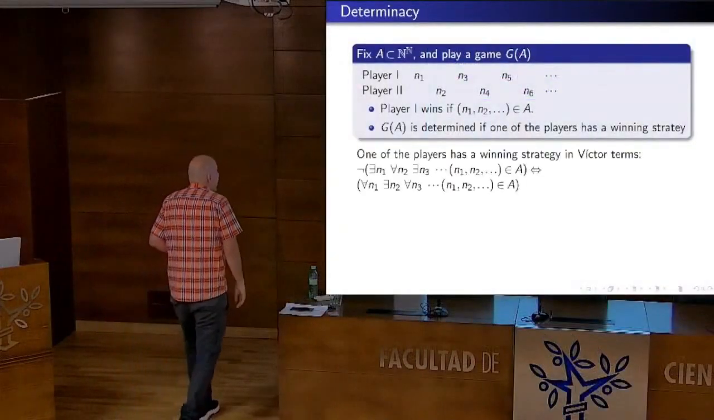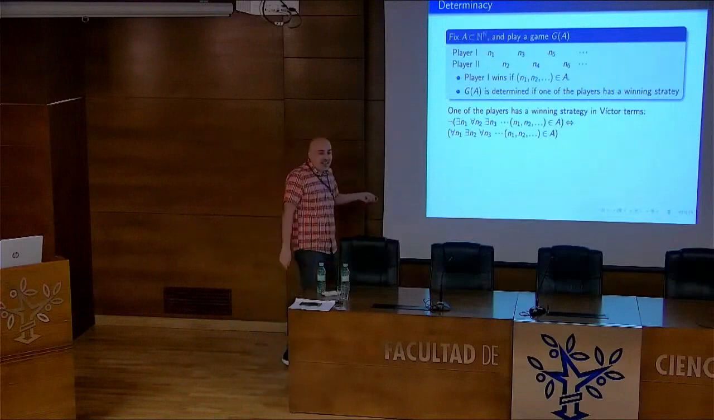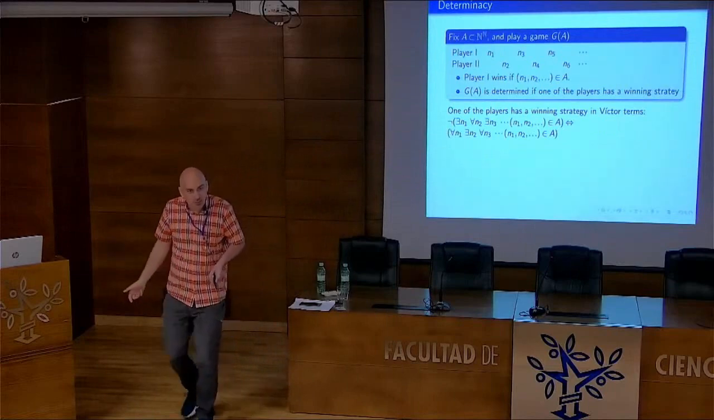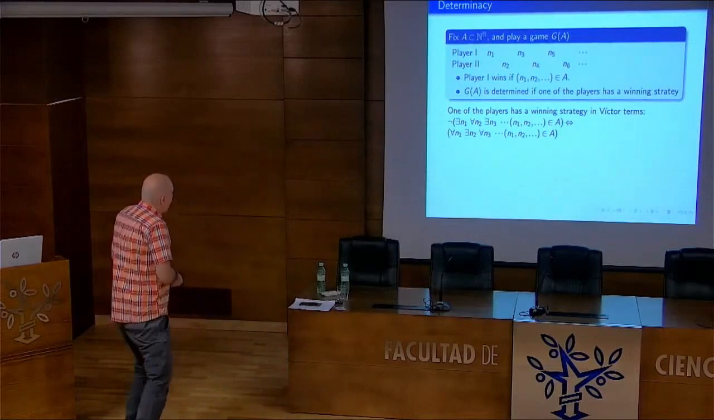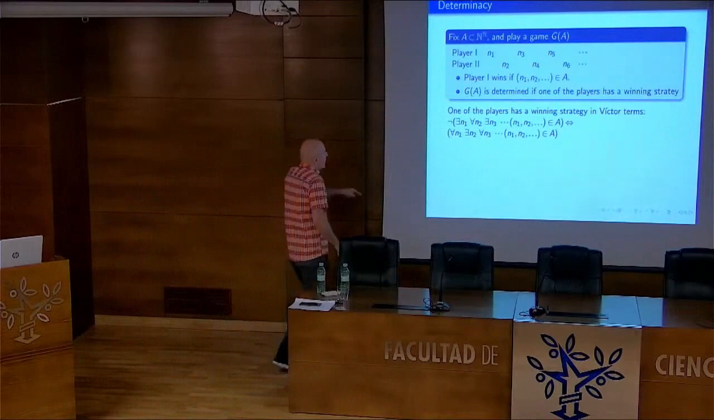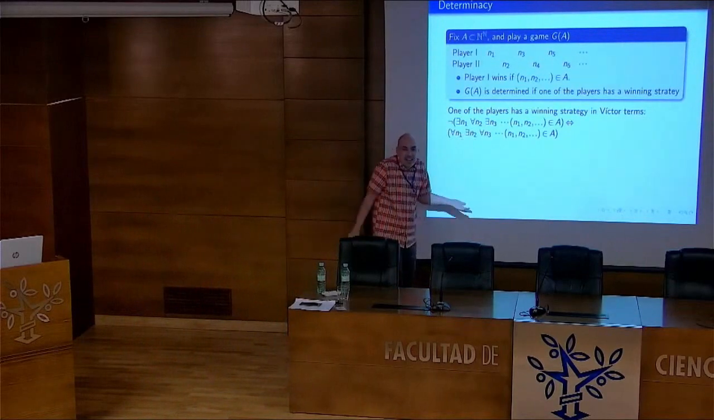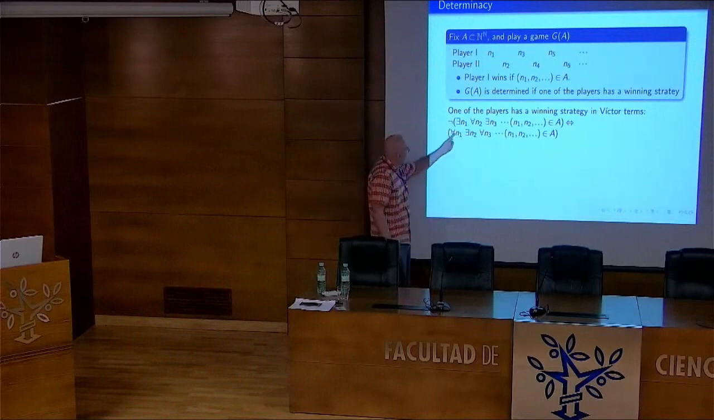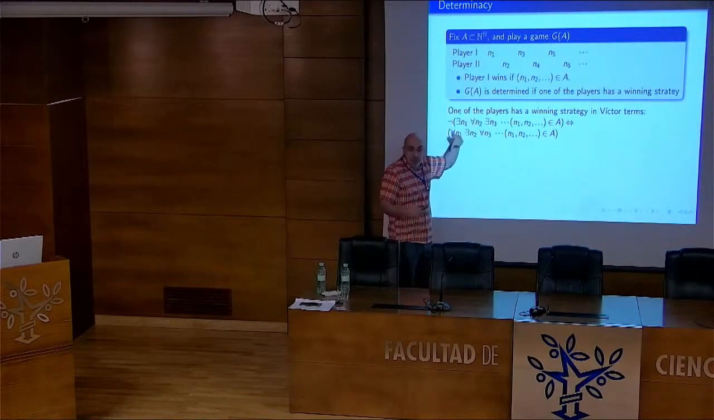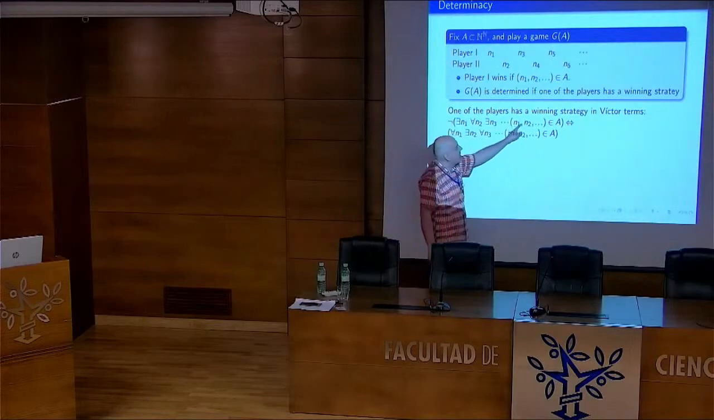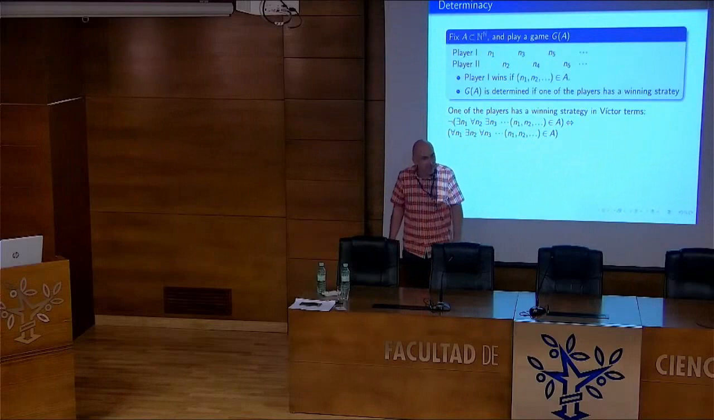But you could, if you want to write infinite sentences in Victor's way, write this fact that one of the two players has a winning strategy, because you can say there exists an n1 so that for every n2 there exists an n3. This is a winning strategy for player 1, because it tells you player 1 can choose a number n1, so that for every move of player 2, player 1 has a move again, such that blah, blah, blah. In the end, n1, n2, and so on belong to A, because this is what player 1 wins.